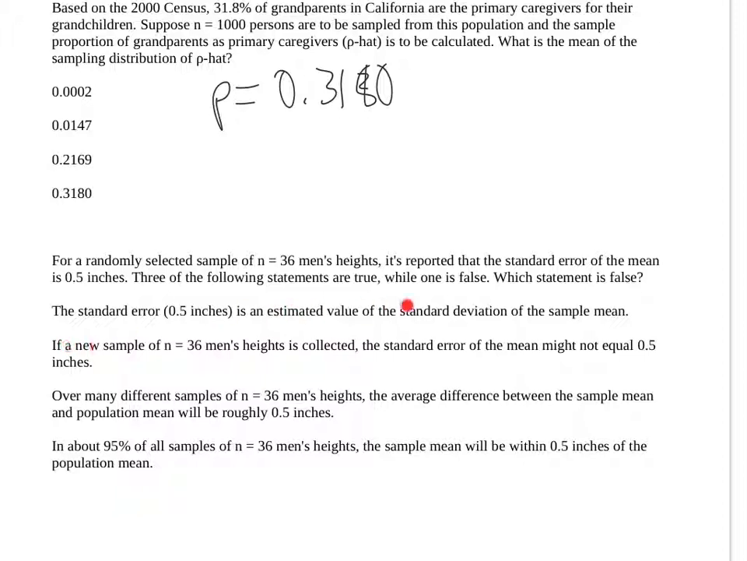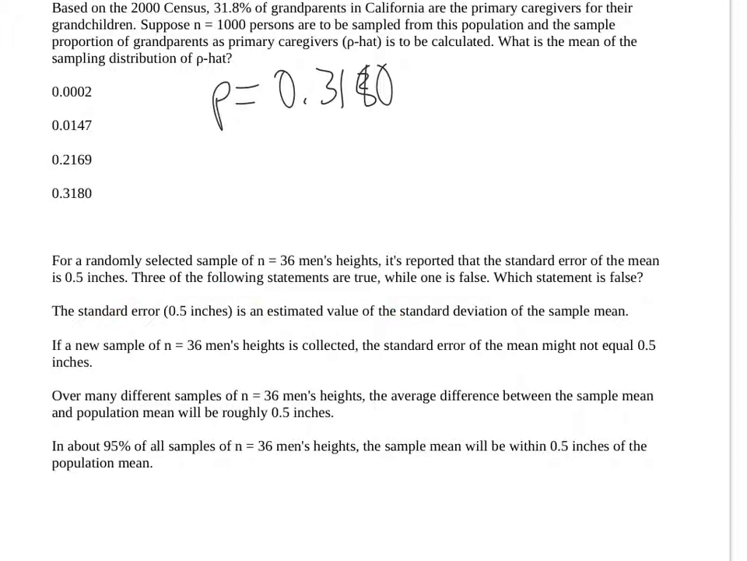The standard error, 0.5 inches, is an estimated value of the standard deviation of the sample mean. That is a perfect definition of standard error. It's definitely true, and if you were unclear on what standard error was, memorize this sentence. It will really help you. You don't even have to include the 0.5 inches, but if you say the standard error is an estimated value of the standard deviation of the sample mean, perfect. Okay? So that one's true. That one's not the false one.